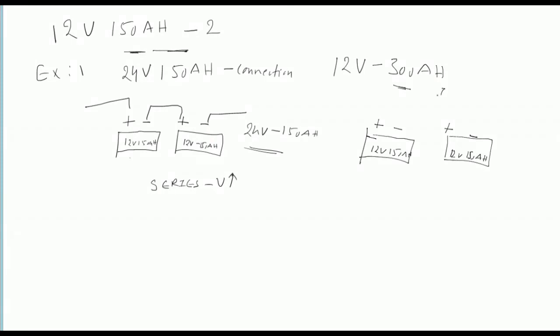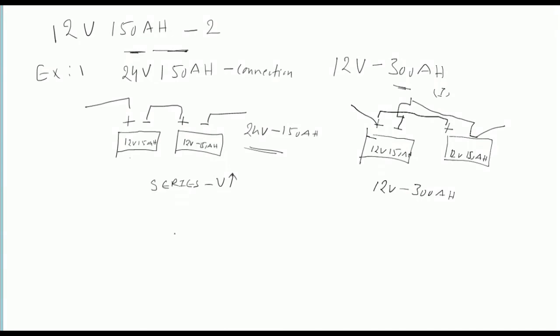It means it's the current, right? So we need to think about parallel connections. In parallel, we connect a positive terminal to the other positive terminal and a negative terminal to the other negative terminal. This end and this end can go to the main circuit, and this becomes 12 volts 300 Ah. Hope you have understood what series and parallel connections are.